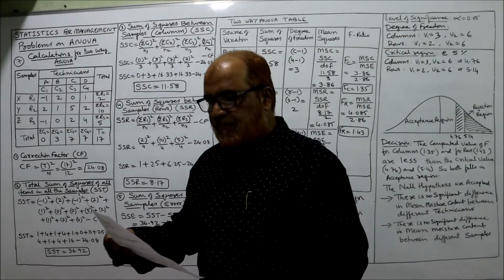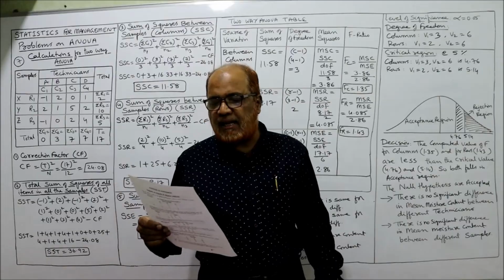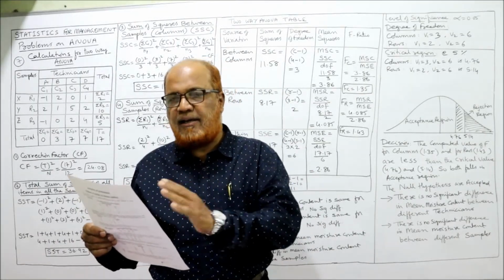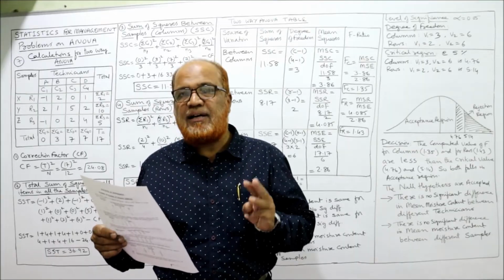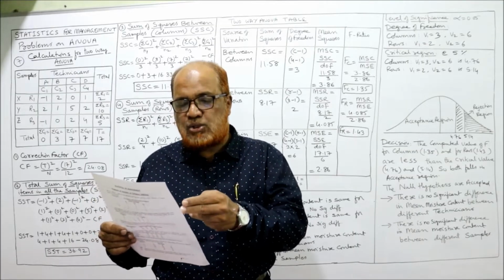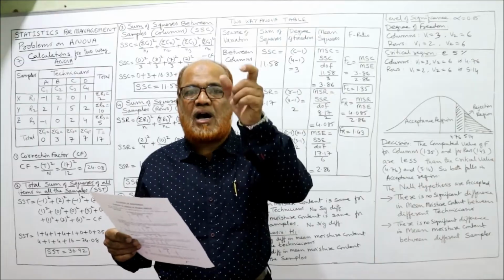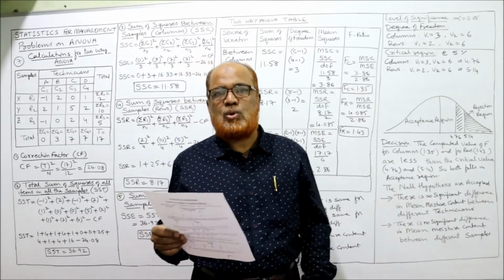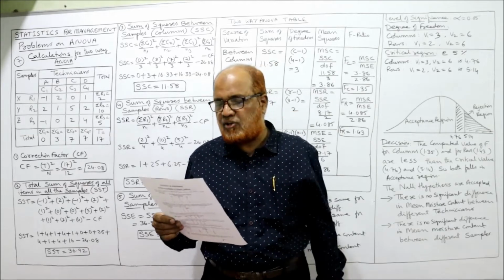Come on, see the 7th one. 4 technicians analyzed 3 samples. The technicians are 4: A, B, C, D. And they have studied 3 samples. The samples are X, Y, Z. Technicians are given in columns and samples are given in rows. So 3 samples and 4 technicians.